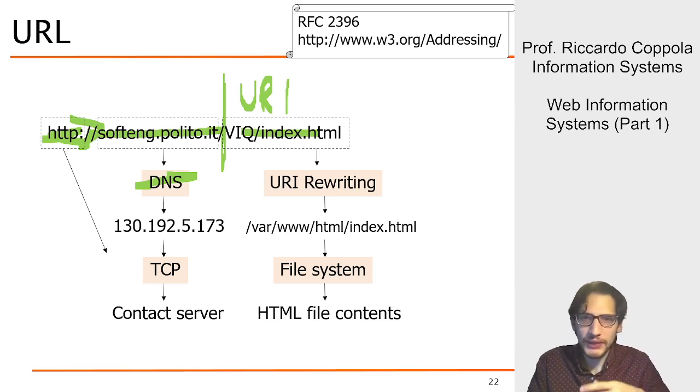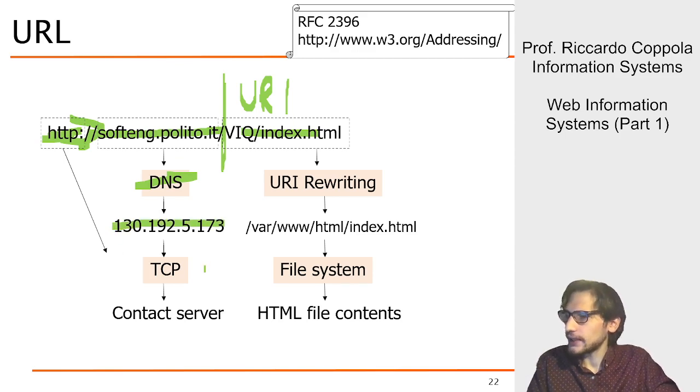So the DNS service, which is managed by the Internet Service Provider or ISP, will be able to take softbank.polito.it and find the corresponding address: 130, 192, 173. This is the IP address that will be used to perform the connection. The connection will at this point be performed by a TCP connection which will contact the server directly.